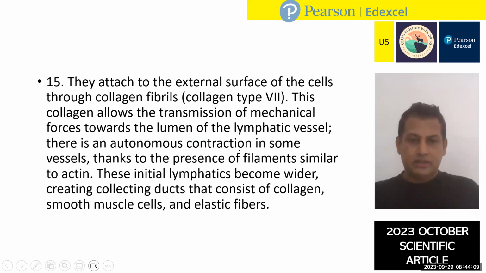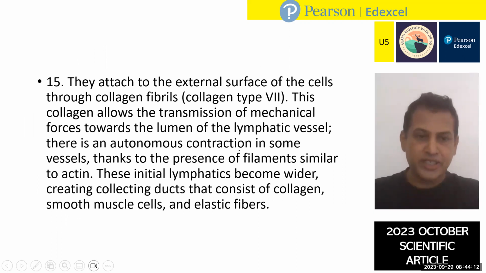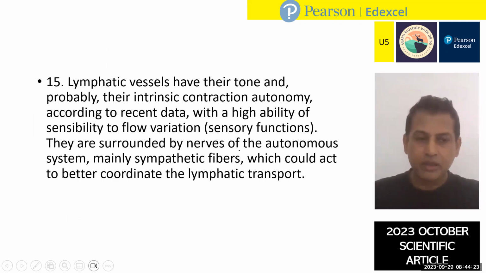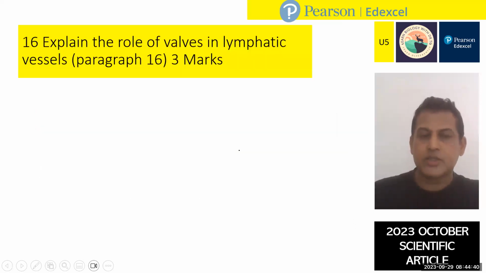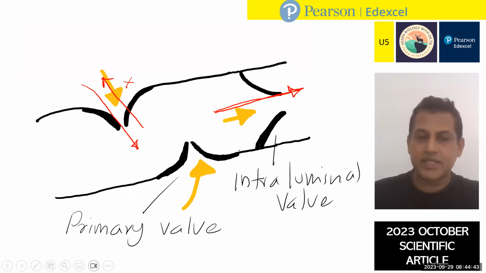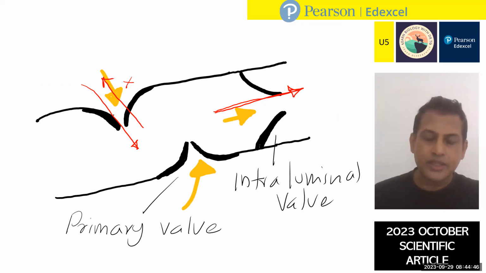Then paragraph 15 introduces again their contraction: the filaments and the elastin fibers help them to contract, and smooth muscle as well. Paragraph 16. The lymphatic system has two valves, primary valves and intraluminal valves. Explain the role of valves in lymphatic vessels. This is the primary valve, and this is the intraluminal valve.